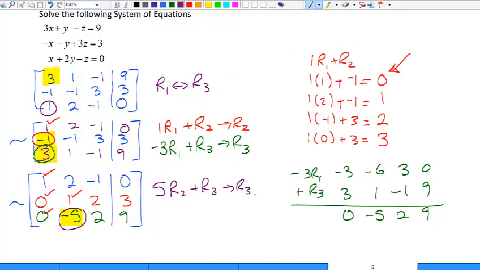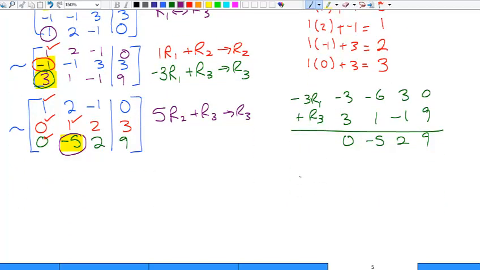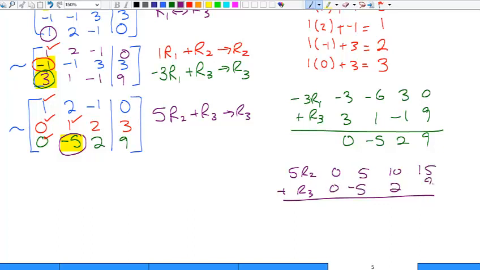Okay, so I can either choose the horizontal or vertical method. I'm going to go ahead and do the vertical. So we have 5 times row 2, which is 0 times 5 is 0, 1 times 5 is 5, 2 times 5 is 10, 3 times 5 is 15. So I add down 0, which means I'm not messing with the 0 that was already there. Add down 0, that's what I was hoping to have happen. That shouldn't be a big surprise there.